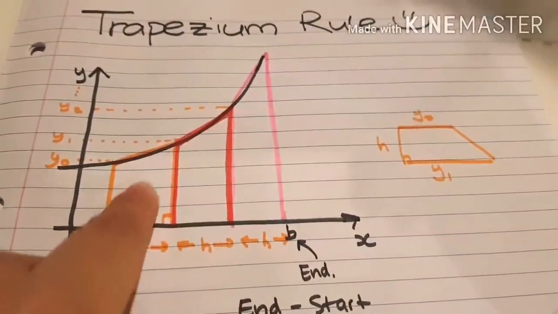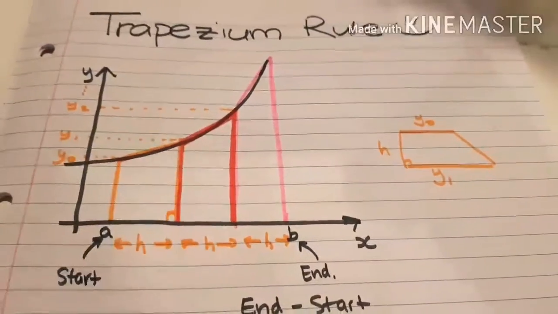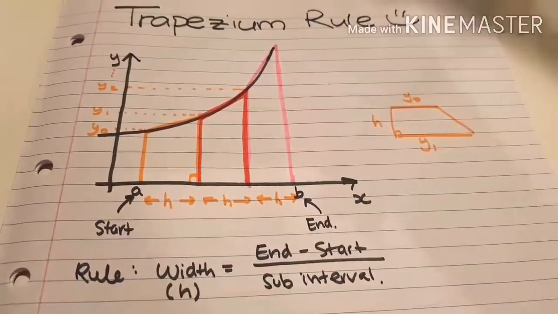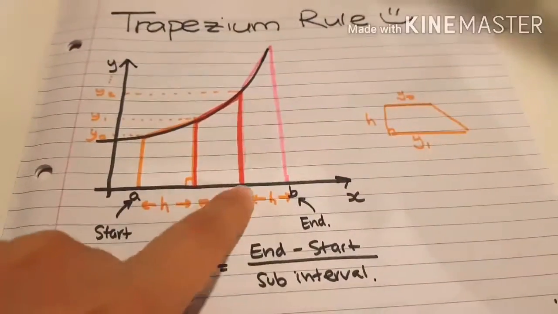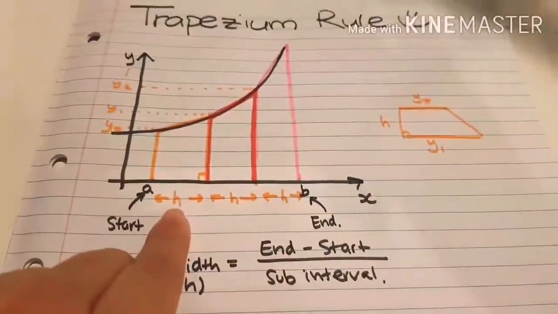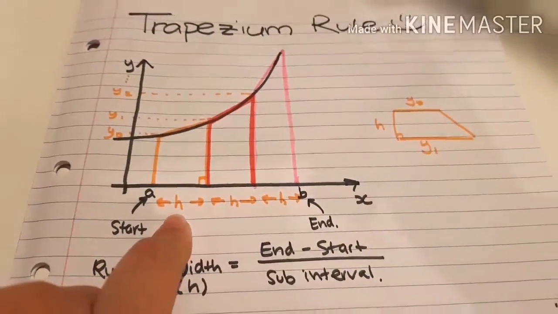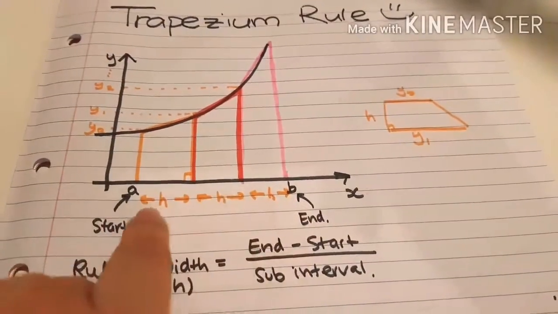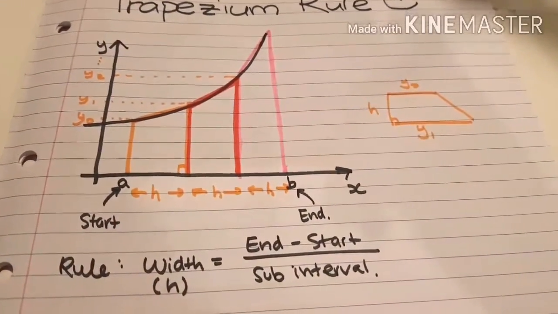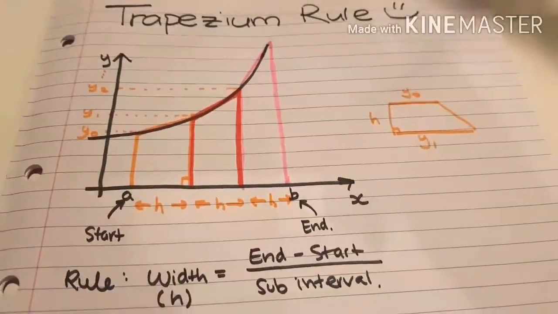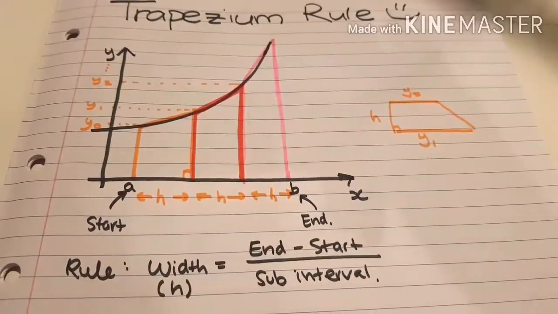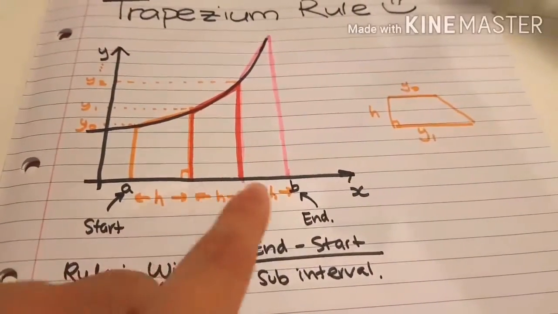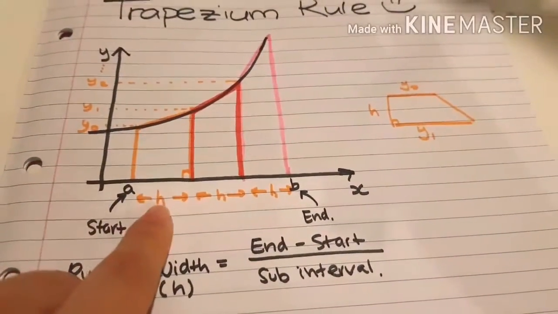So basically you're finding the area under these three trapeziums. The rule for width is exactly the same as how you found it in the rectangle rule in the previous lesson: the end minus the start gives the length, divided by the number of subintervals asked for in the question. If you do so, you'll get the value for h.